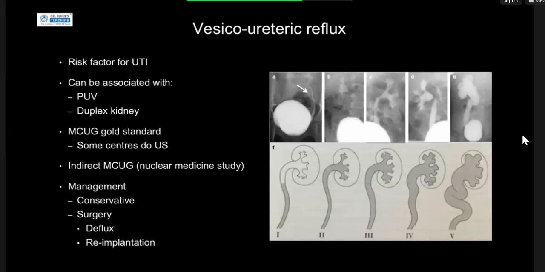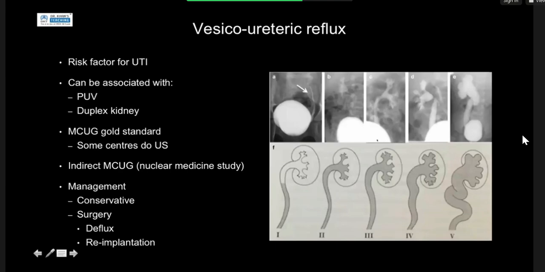So depending on the grade, there are 5 grades for VUR. I tend to remember them in quite a simple way. Grade 1 is where it's just into the ureter, as you can see here. Grade 2 is where it extends all the way into the renal pelvis, but there's no dilatation. And then I remember grade 3, 4, and 5 as mild, moderate, and severe.